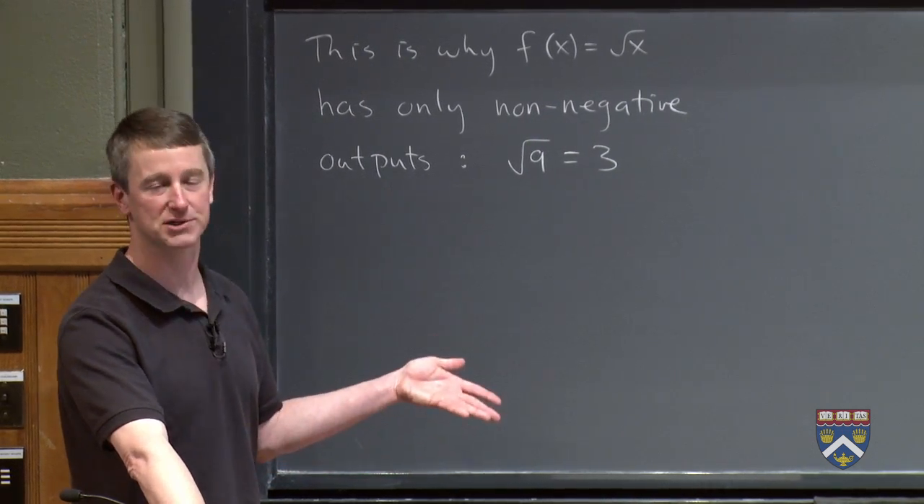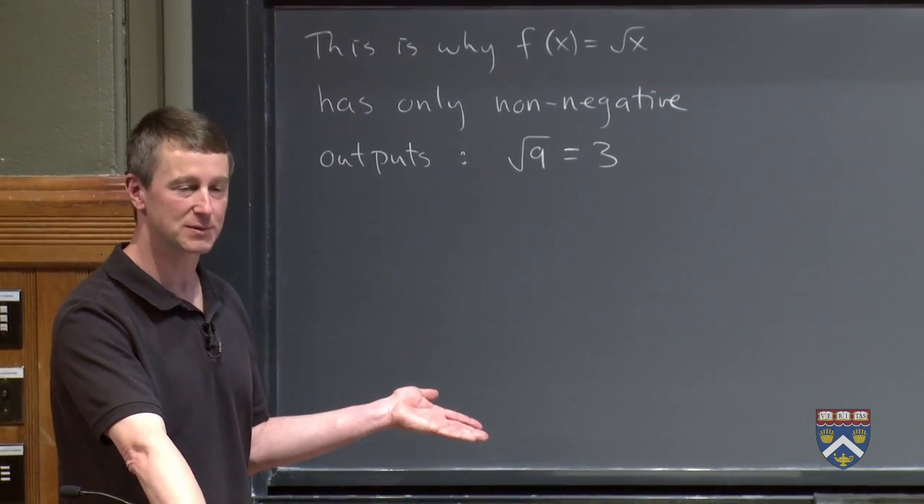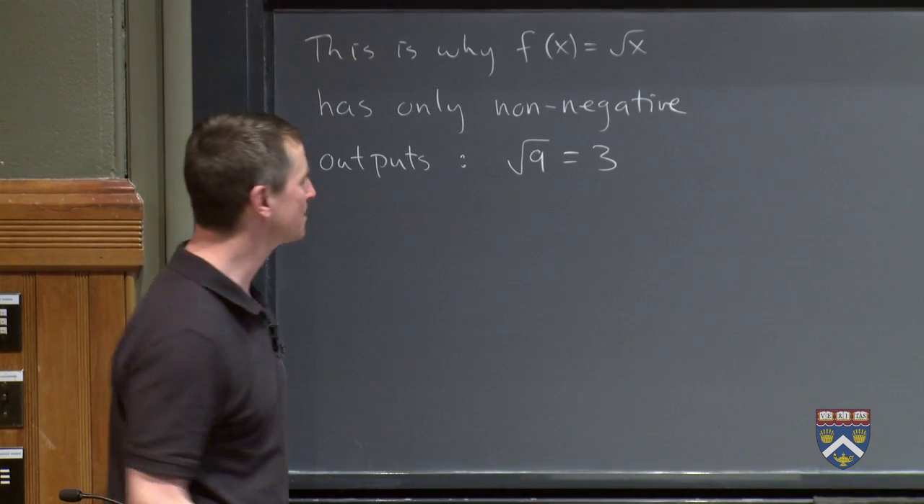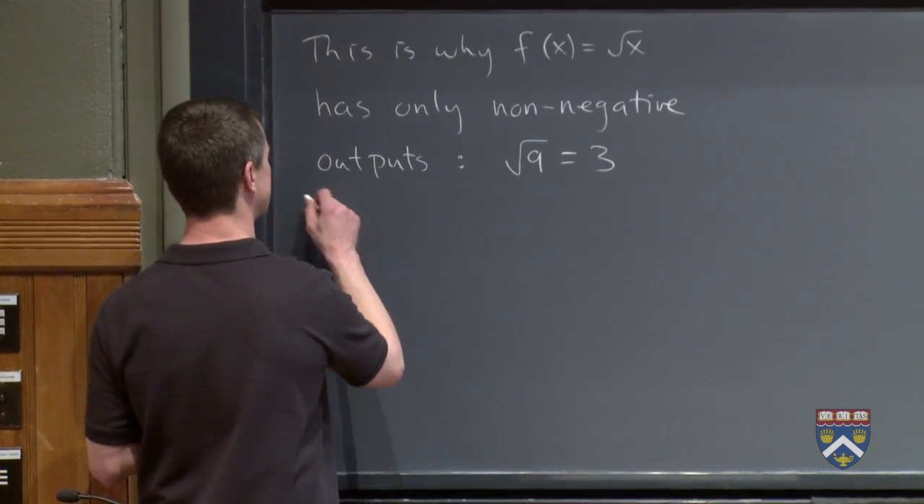Otherwise, you could ask your calculator what square root of 9 is, and it would say 3, and your friends would say negative 3, and that would be a mess. Now, we need to contrast this with something else, though.